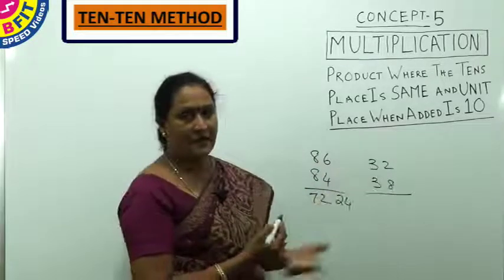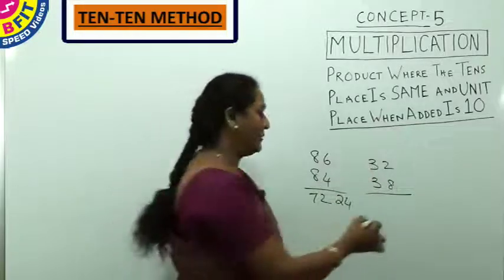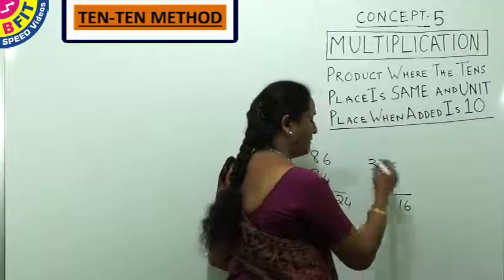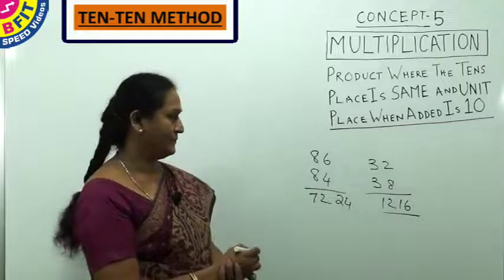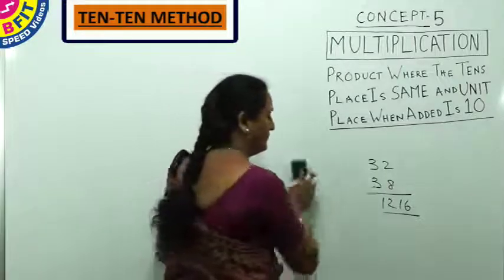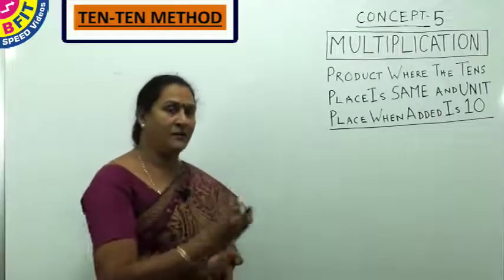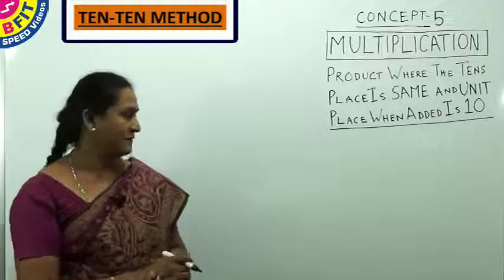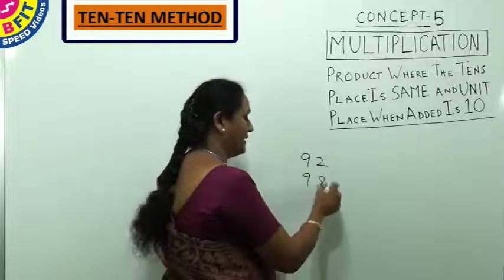So 2 and 8 added, 10. We have the same tens place. So the answer is 2 into 8, 16. 3 into 4, 12. So 12, 16 is the answer. So now you can see, without any paperwork, you can get the answer. So what will be the product of 92 and 98?